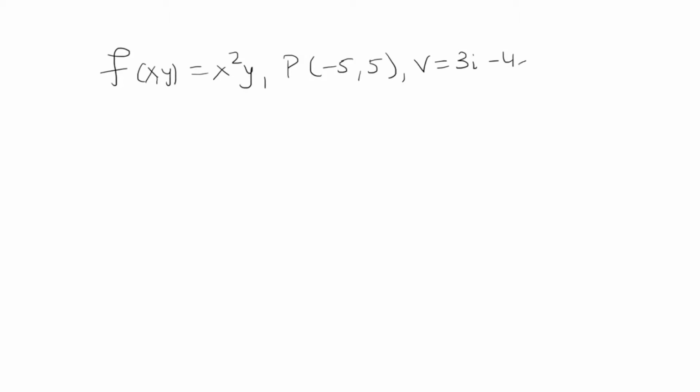Find the directional derivative of the function at point P in the direction of V. The function is x squared times y. The point is negative 5, 5, and the vector is 3i minus 4j.